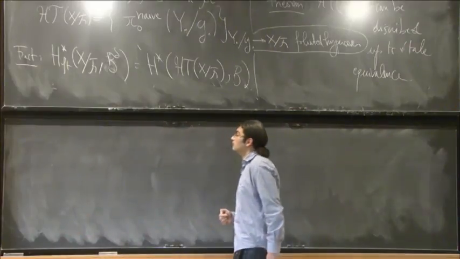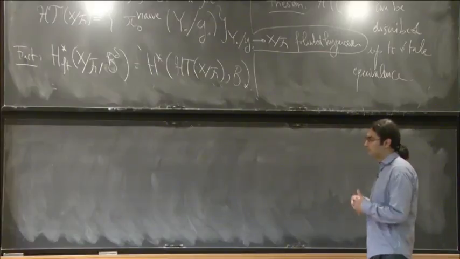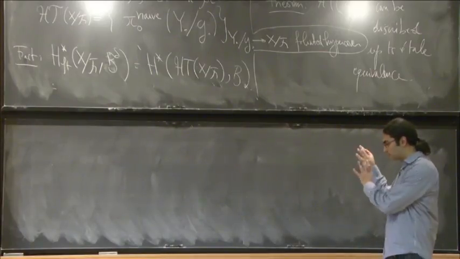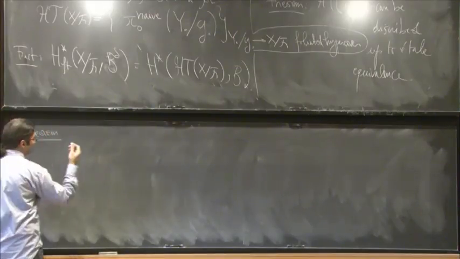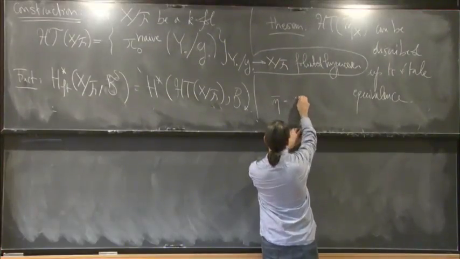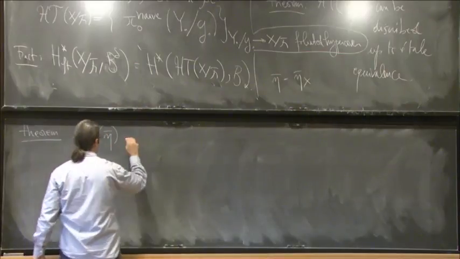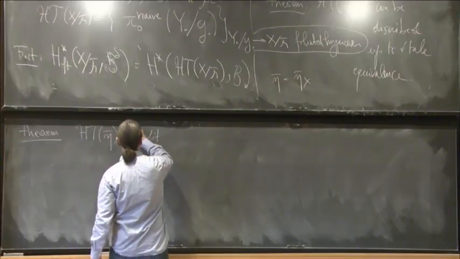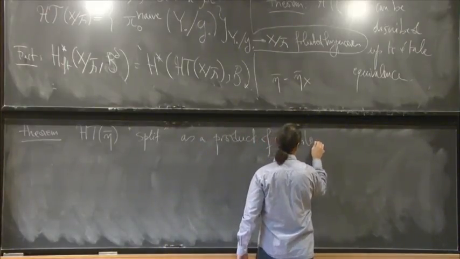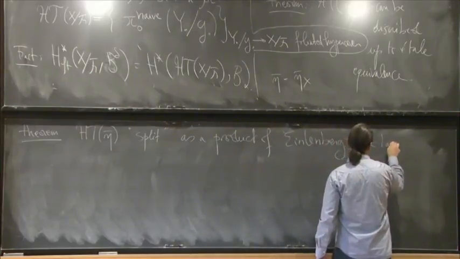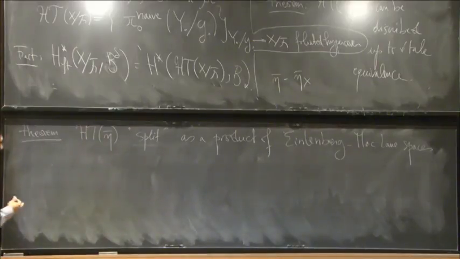What I will write here will probably only work for a coarse foliation. It might also be true in a more general setting, but the statement would have to be changed, I think. So I will just write eta bar for this guy. The statement is as follows. So H_T of eta bar splits, not really, but as a product of Eilenberg-MacLane spaces. This is probably the most important claim in the theorem, the splitting.